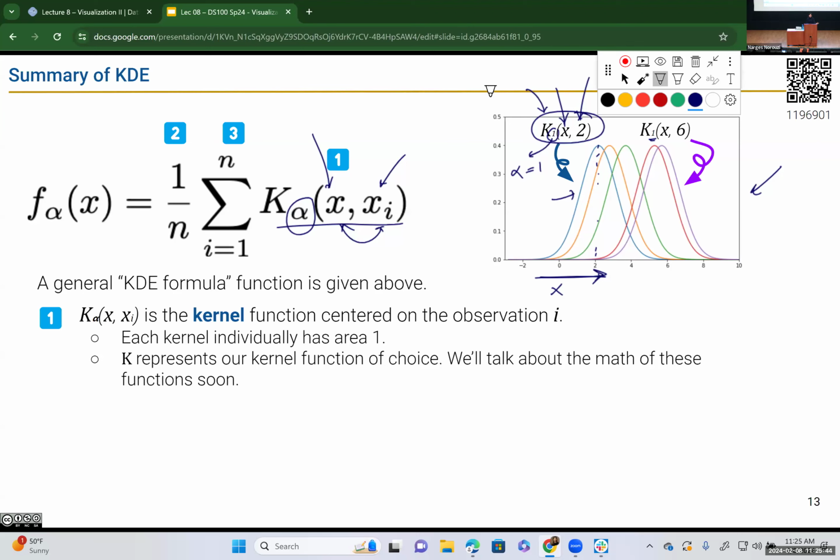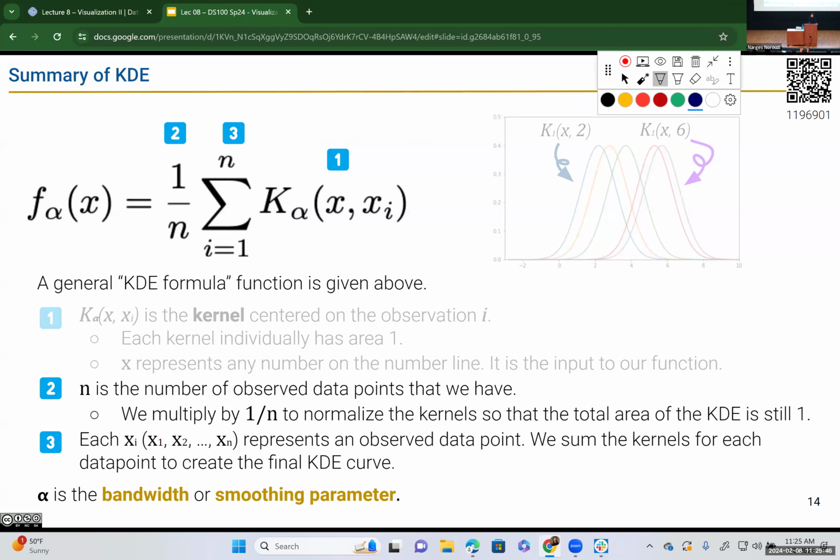What do I do next? The next step is that I need to scale all of these kernels by a factor of 1/n because I have n different data points. The probability of me being concerned with one of them is 1/n. And then I'll sum up all of these values together so that I'll have that nice final curve that is an aggregation of everything that we talked about.